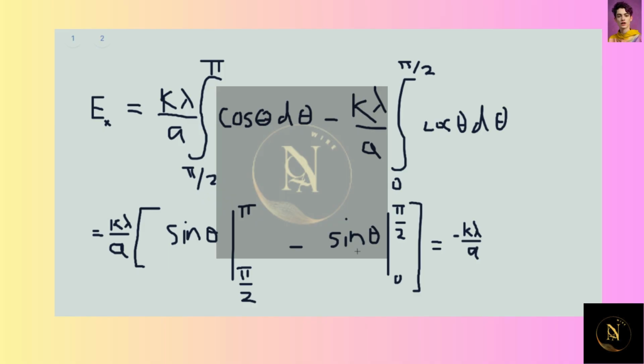And what about this pi over 2 to 0 sine theta? So like I said before, sine of pi over 2 is going to be 1. And sine of 0 is the same as sine of pi, also 0. So if we subtract 1, then we should just see another contribution of minus k lambda over a. So we just have minus 2k lambda over a as our complete x electric field contribution.